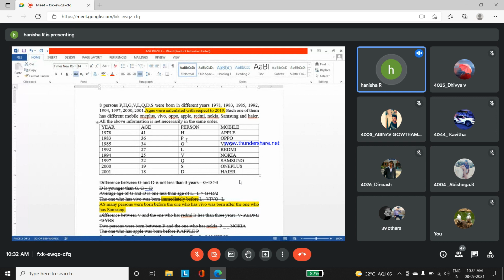S age 19, born in 2000 and having 1 plus. D age 18, year 2001, and having higher. So these are the correct and exact places of each person's mobile, age and year.